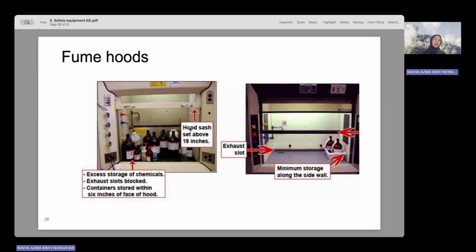The hood sash is also set above 18 inches, which is quite far from the correct use of the sash. This does not protect the chemicals from evaporating to the surroundings. And then a good example of the use of fume hoods: this is the exhaust slot that we could not see earlier. There should be minimum storage alongside the wall, and the sash is set at 18 inches or below to ensure optimum protection.